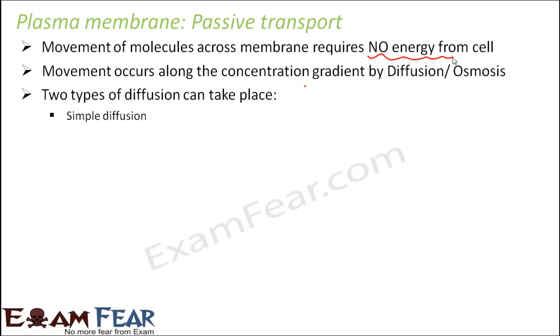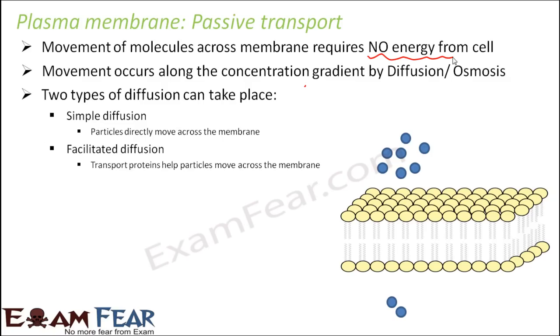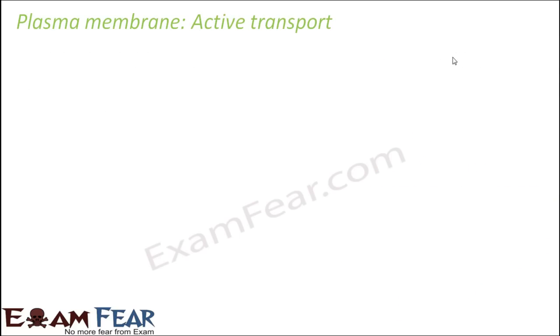Two types of diffusion take place, as we have discussed: simple diffusion and facilitated diffusion. In simple diffusion, particles directly move across the membrane. In facilitated diffusion, you need transport proteins to help particles move across the membrane. So this was a gist of the passive transport which we have already discussed. So now the question is, what is active transport? Let us see that.